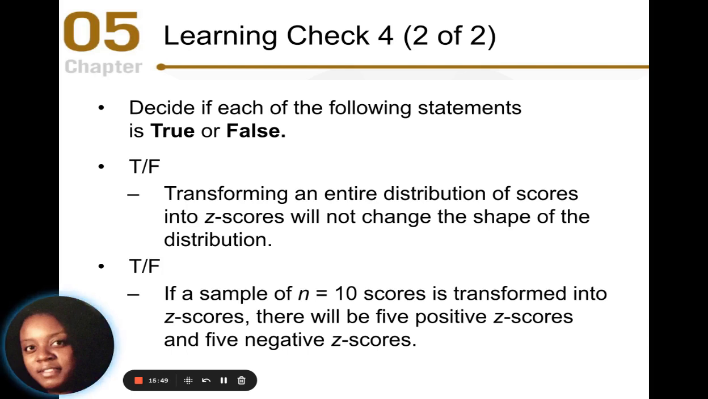And for our next learning check, true or false: when we transform an entire distribution of scores into z-scores, we will not change the shape of the distribution. And the second question: if we have a sample of 10 scores that are transformed into z-scores, there will be 5 positive z-scores and 5 negative z-scores. Take a few moments to think about the correct answer choices.